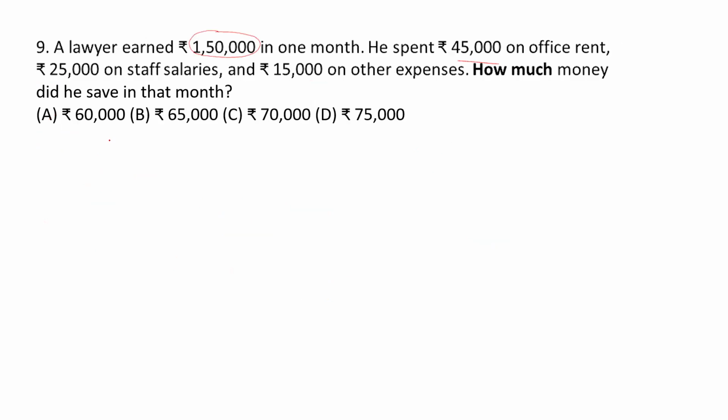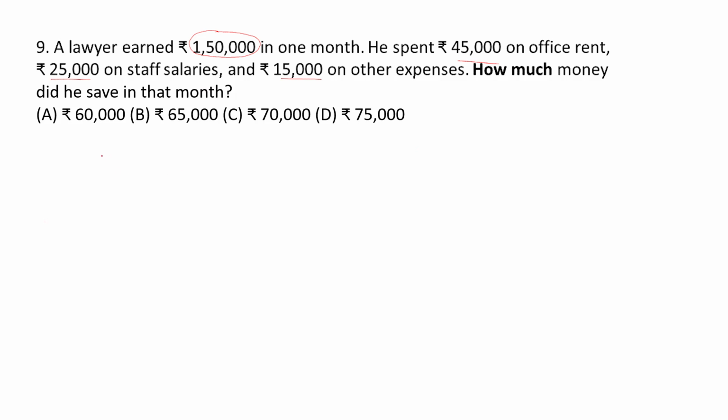A lawyer earned this much in a month. He spent this much on office rent, this much on staff salary, and this much on other expenses. How much money did he save in that month? So total earning is this. Total expenditure is this plus this plus this. So how much will he save? This minus expenditure. So how do we compute saving money? Total income minus all the expenditure.